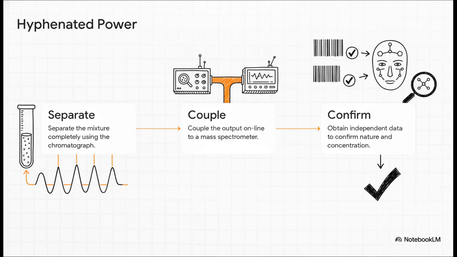This brings us to the immense power of hyphenated techniques. Here's how it works. Step 1, we separate the mixture completely using our chromatograph, creating those pristine peaks. Step 2, we physically couple the output online to a second instrument, like a mass spectrometer or an infrared spectrophotometer. Step 3, we obtain two completely different independent sets of data to confirm both the nature and the concentration of the components. We are essentially cross-referencing our chemical fingerprint with a chemical mugshot.